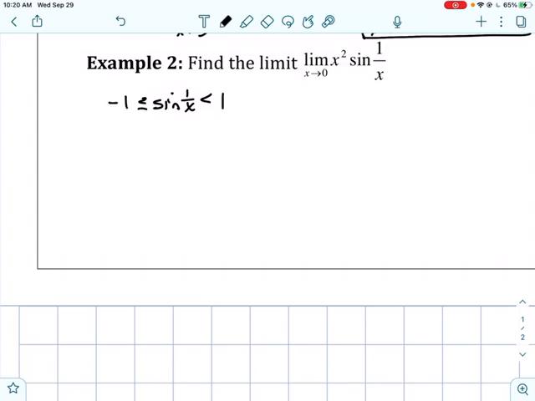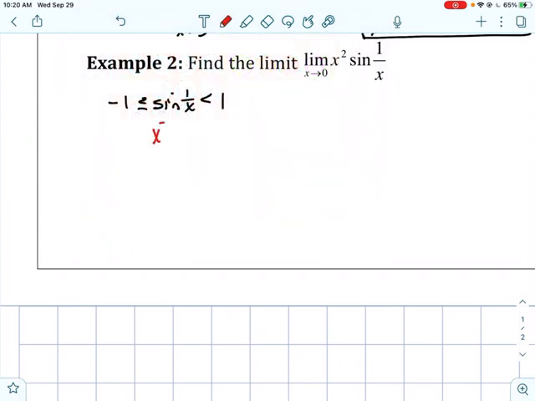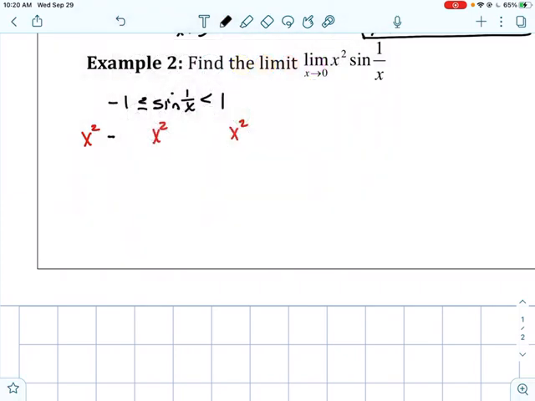Then we're going to multiply each part of the inequality by x squared to complete the expression. So it'll be x squared times each portion of this inequality to get the expression that we want in the middle. So it's going to be x squared times -1 is less than or equal to x squared times sine of 1 over x, which is less than or equal to x squared times 1.